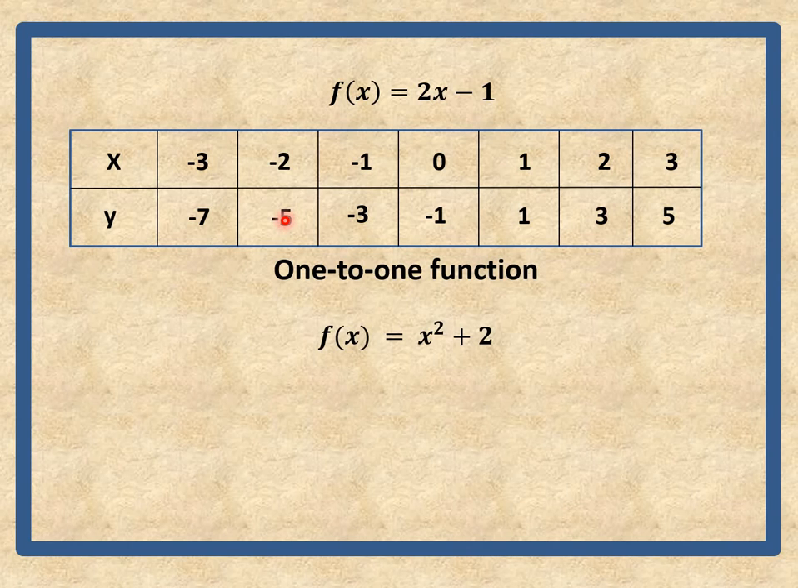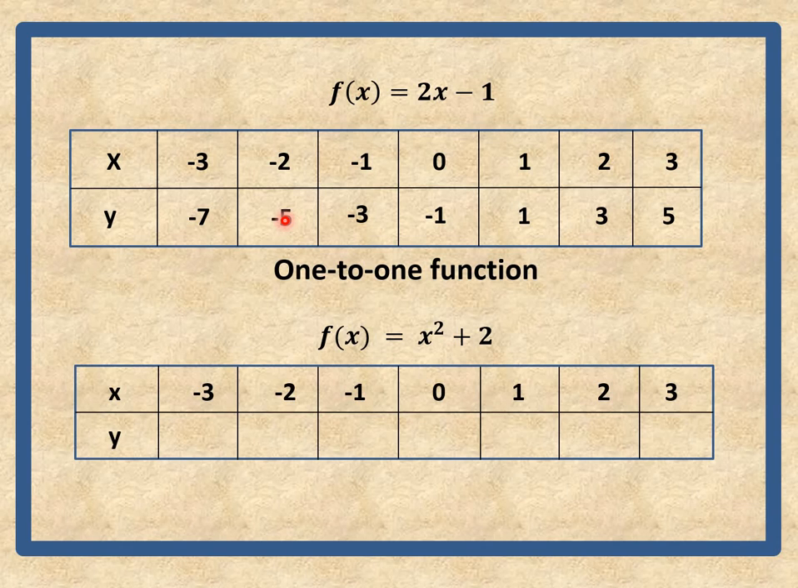Another example of a function, f of x is equal to x squared plus 2. Let's try doing the same procedure or process. Let's try to substitute x in our function. If x is negative 3, y is 11. If x is negative 2, y is 6. If x is negative 1, y is 3. If x is 0, y is 2. If x is positive 1, y is 3. If x is positive 2, y is 6. And if x is positive 3, y is 11.